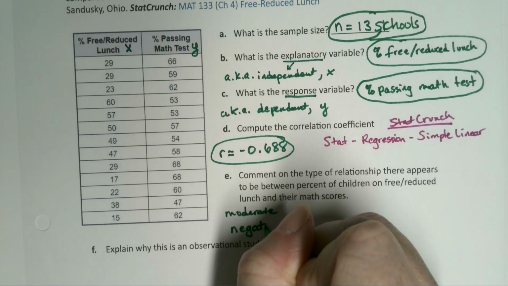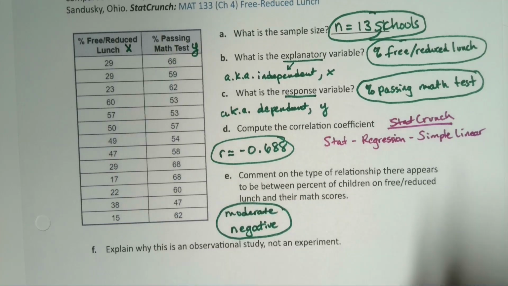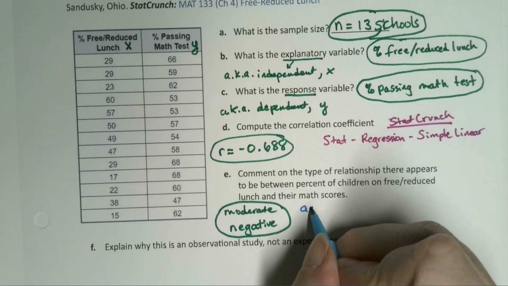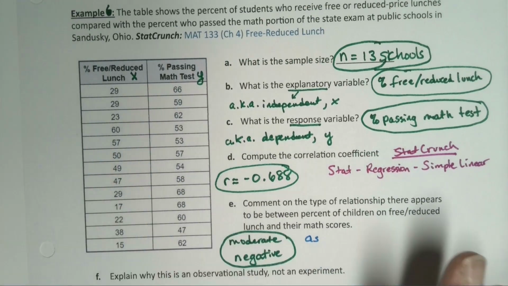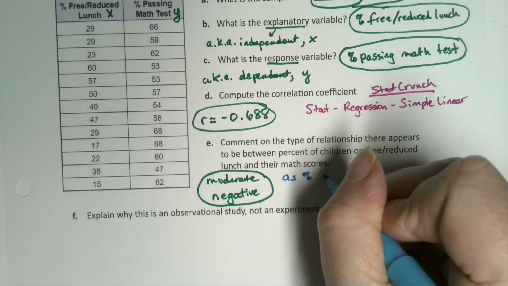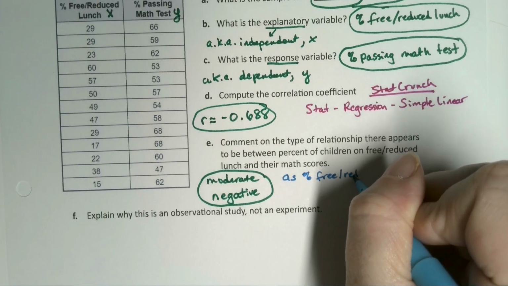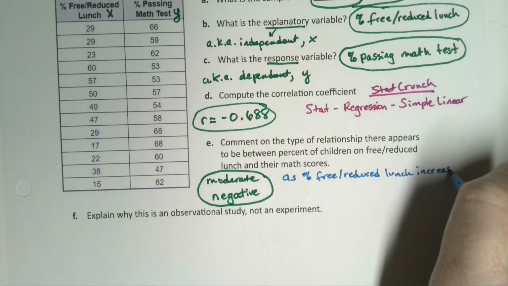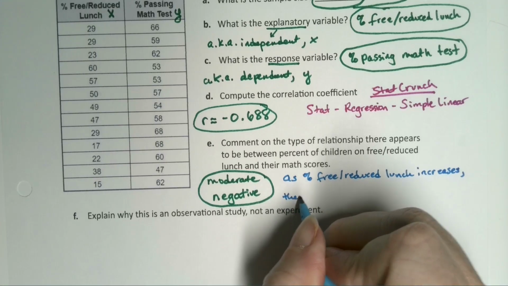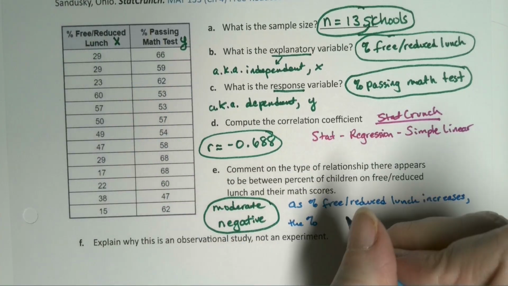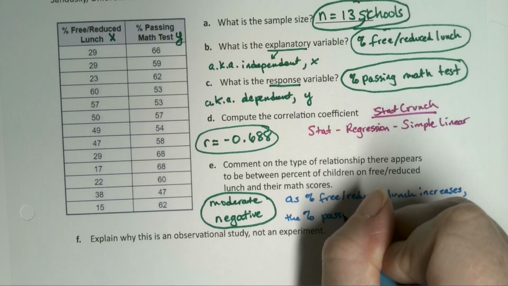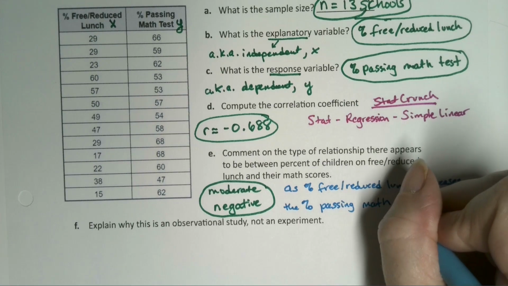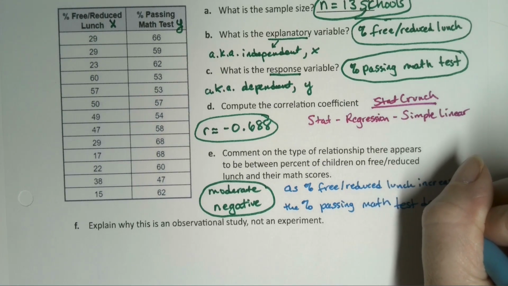And just a little reminder of what that looks like. A moderate negative relationship means that as your x goes up, so in this case, as the percent on free reduced lunch increases, the percent that are passing this math exam is decreasing. That's what a negative relationship means.